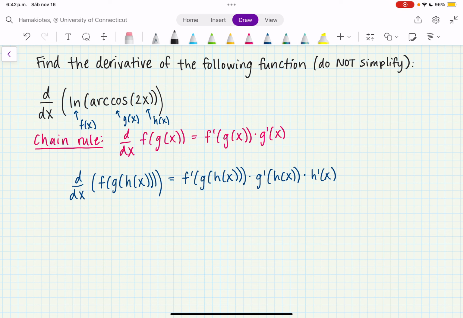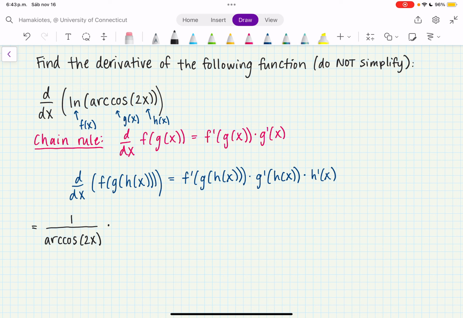So let's try to take this derivative. The derivative of the natural log is 1 over x, but in this case it's 1 over everything that's inside of ln. So that's arc cos of 2x. Now we have to multiply by the inside. So now we want to take the derivative of arc cosine of 2x.